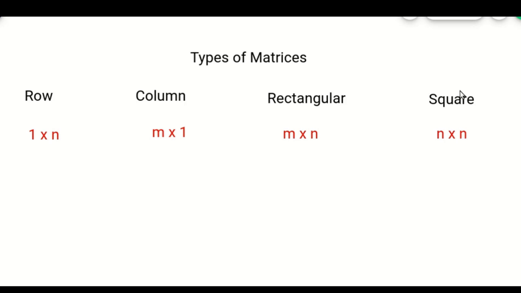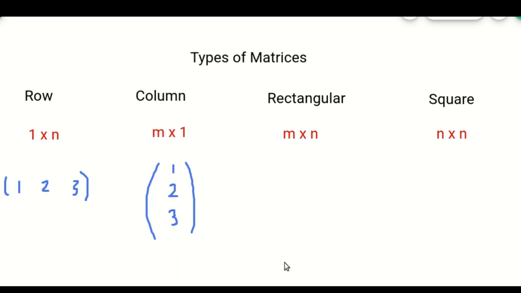Okay, we will see some examples of this. Now you can see in the row matrix there are elements only in a single row. There can be different number of columns here, but only one row is there. So such type of matrix is called a row matrix. Then we will see column matrix. Column matrix is the matrix in which there is only one column and there can be n number of rows.